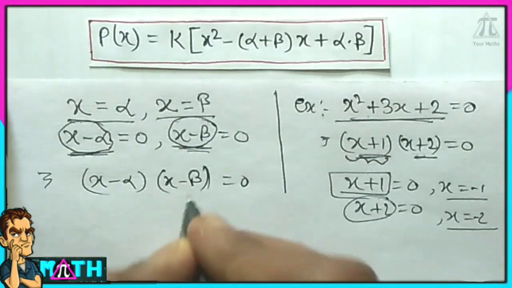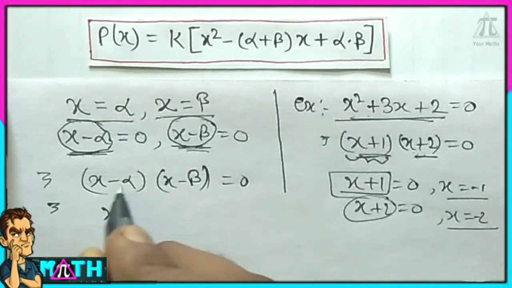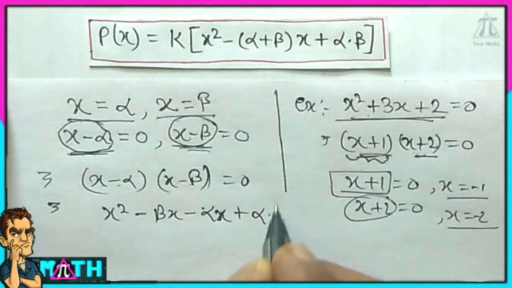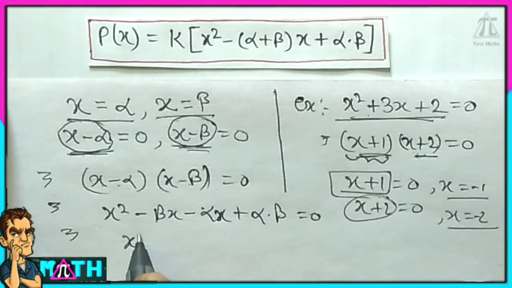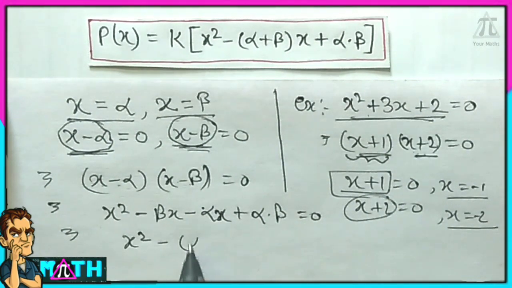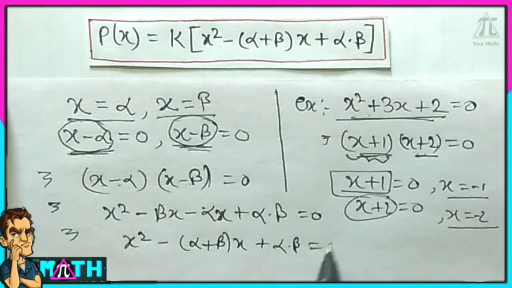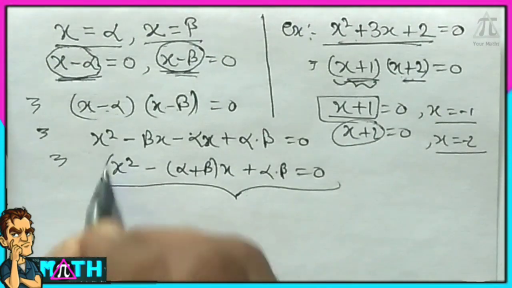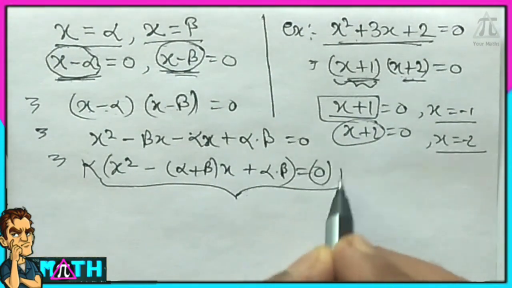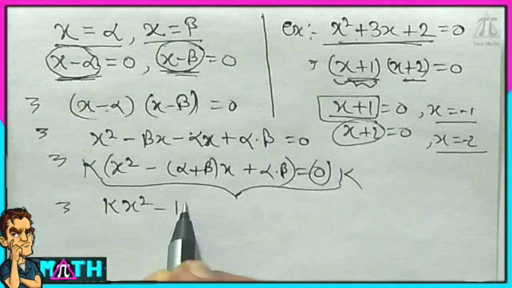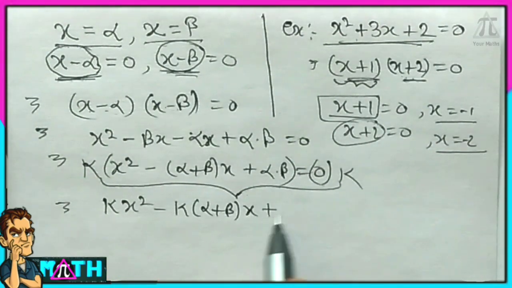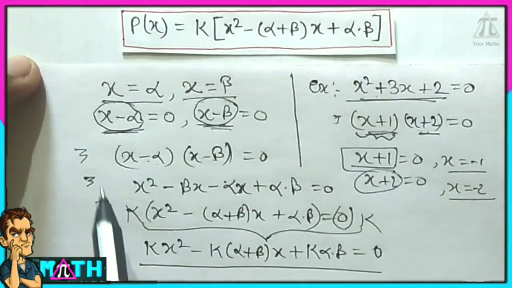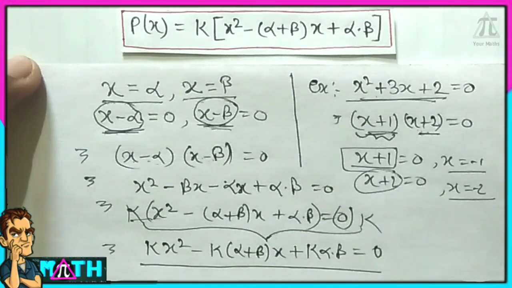So let's multiply x minus alpha into x minus beta. It's x square minus beta x minus alpha x plus alpha into beta is equal to 0. When you take common, you get x square minus (alpha plus beta) x plus alpha into beta is equal to 0. But here you can see that the coefficient of x square is 1, which cannot always be the case, so we multiply by k. So k x square minus k (alpha plus beta) x plus k alpha into beta is equal to 0. This is the actual root form of quadratic equation, and that we have to prove as well.